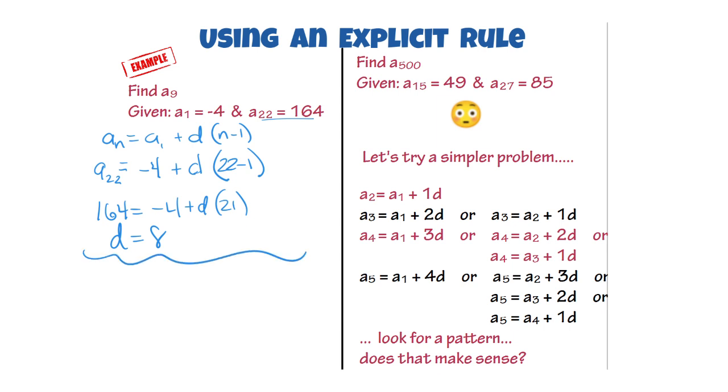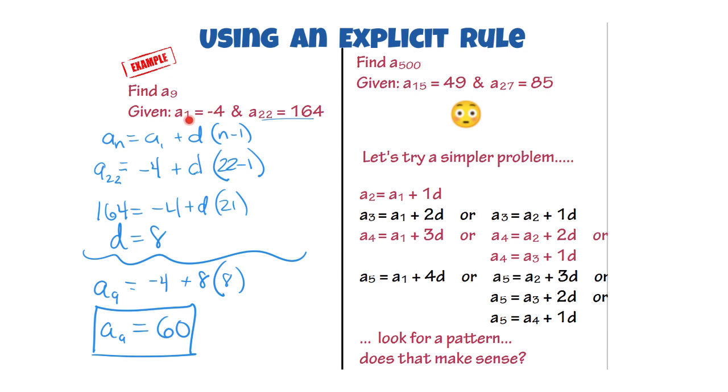So this is great, but now I'm ready to say, all right, the 9th term would equal the first term plus 8 times n minus 1, so that would be 8 times 8. All right, so it looks like you have -4 plus 64. Our 9th term is 60. Now, that one actually was pretty nice because they handed me the first term. Look at this next example.